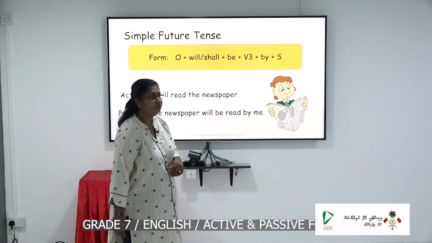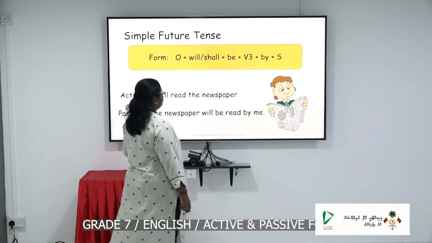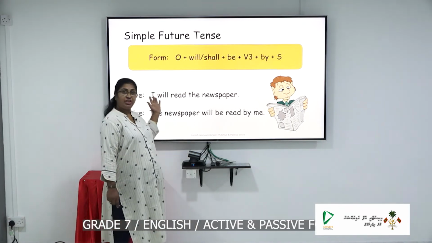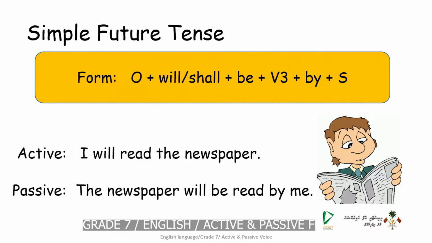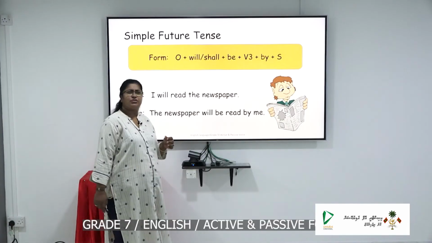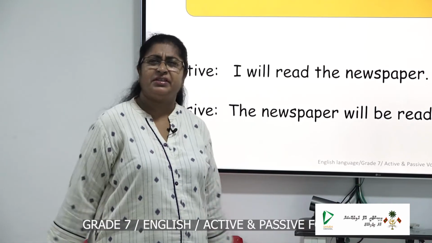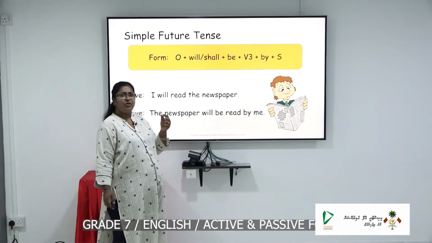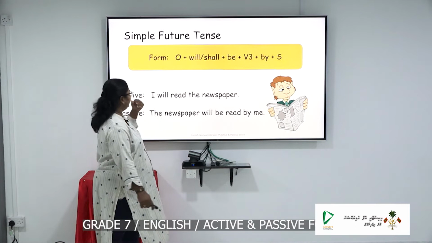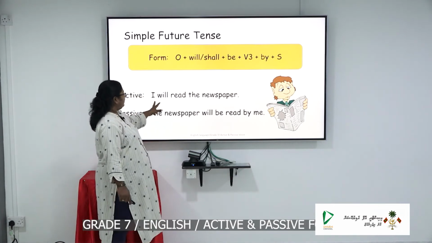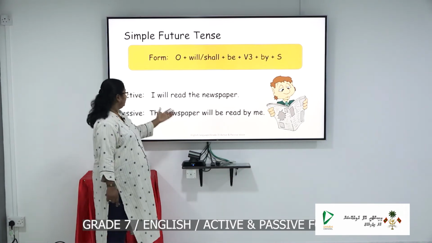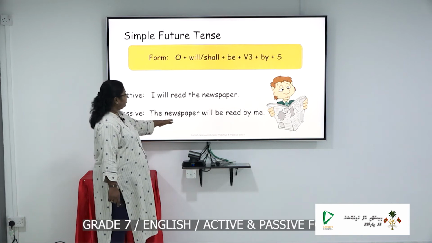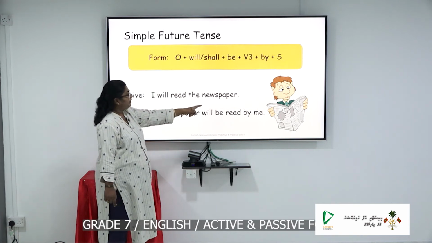Okay, now we come to the next slide, that is simple future tense. The form is object plus will, shall plus be plus past participle plus by plus subject. Now let us see how it is. Most of the students tell me, Miss, simple future is easy for us to change to passive voice. Yes, I know, because you have to only make a slight change. Here, I will read the newspaper. In passive, the newspaper will be read by me.